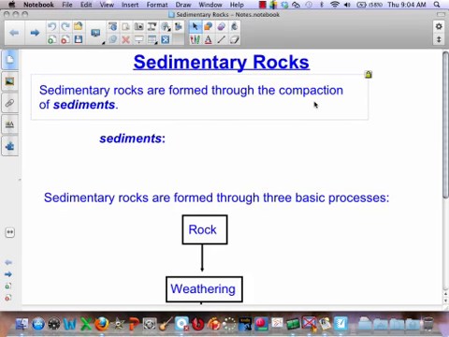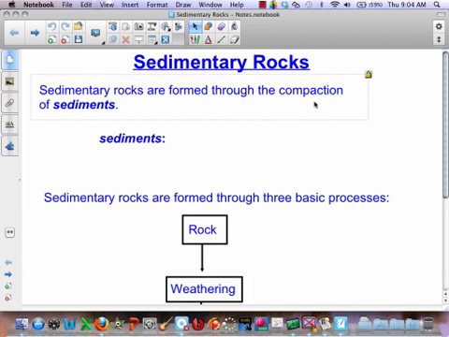Alright, today we're going to be talking about sedimentary rocks. And the definition for sedimentary rocks is pretty straightforward. They're rocks made out of sediments. I wonder why we call them sedimentary rocks. They're made out of sediments.